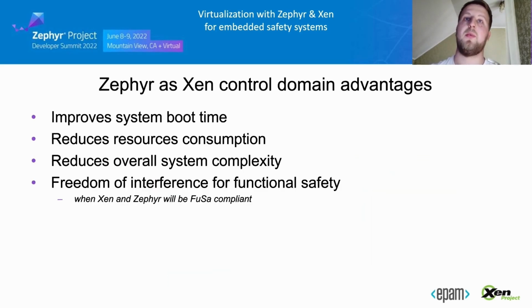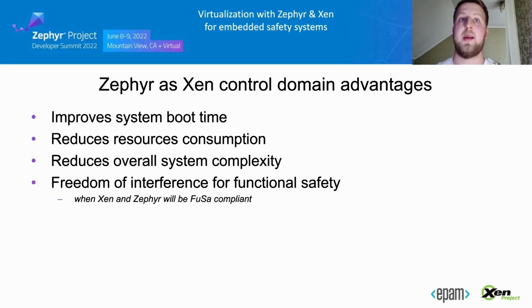The Zephyr Xen Dom0 approach will bring a lot of advantages compared to classic Linux Dom0. First, this will improve the system boot time because Zephyr becomes ready to create new domains much faster than Linux. Second, Zephyr requires a smaller amount of system resources, so it will reduce their consumption and will allow us to give more for other domains. Third, Zephyr is much simpler than Linux. This will reduce overall system complexity. And fourth, potentially enable functional safety scenarios for virtualized systems.